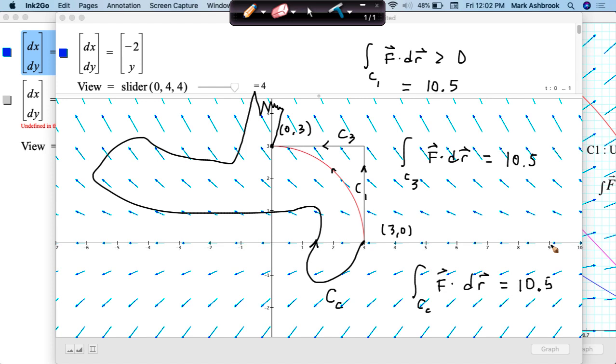This is called path independence. So conservative vector fields are path independent, meaning if you have the same start and end point, you have to have a fixed start and ending point. Every path from the start point to the end point will have the same value of the line integral in a conservative vector field.